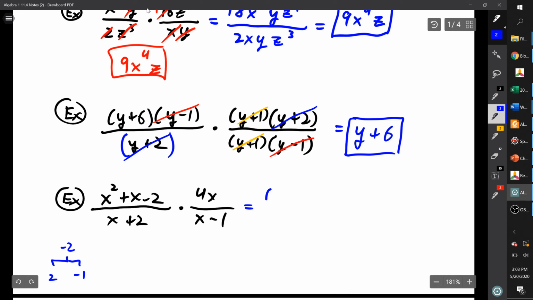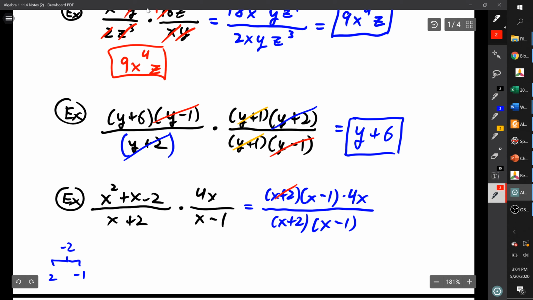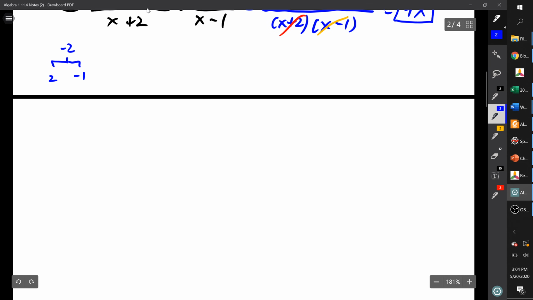So this gives me in my numerator now an x plus 2 times an x minus 1, and I have this times 4x going on. And then the bottom, I have this x plus 2, but it's that whole thing times this x minus 1, that whole thing. Now we can look to see if there's anything that cancels. X plus 2 over x plus 2 cancels, x minus 1 over x minus 1 cancels, and we're left with just 4x is all that's left. Okay, so there are a couple examples of multiplying.